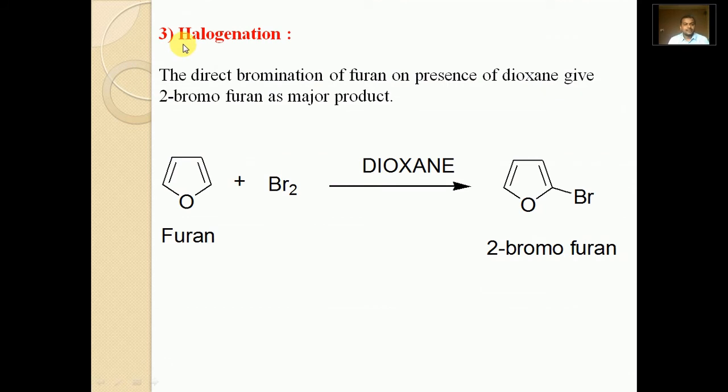Halogenation. The direct bromination of furan in the presence of dioxane gives 2-bromofuran as a major product. Simply, when bromine reacts with furan in the presence of dioxane, it undergoes bromination. As halogenation is an electrophilic substitution reaction, the positively charged bromine will attack or substitute at the 2 position to form 2-bromofuran.